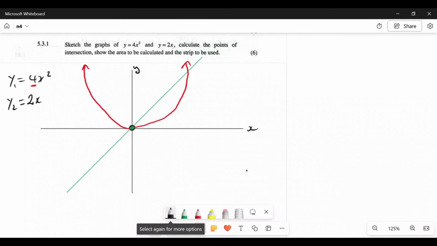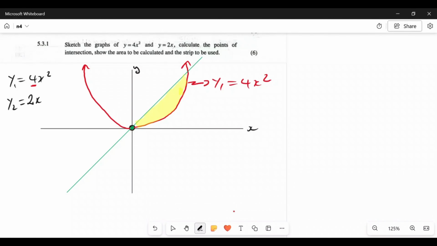So remember, they say we must show the area that we need to calculate. So the area they want us to show is the area that is created by these two graphs. So let me highlight that area. So this is our area. Let me first name these very quickly. This is y1, which is equal to 4x squared. And this here is y2, which is 2x.